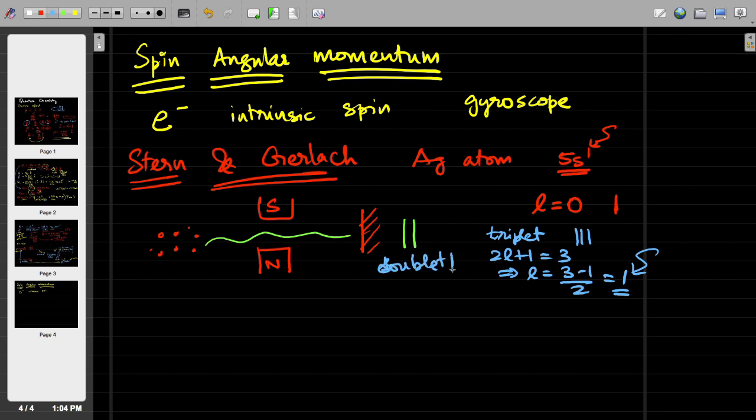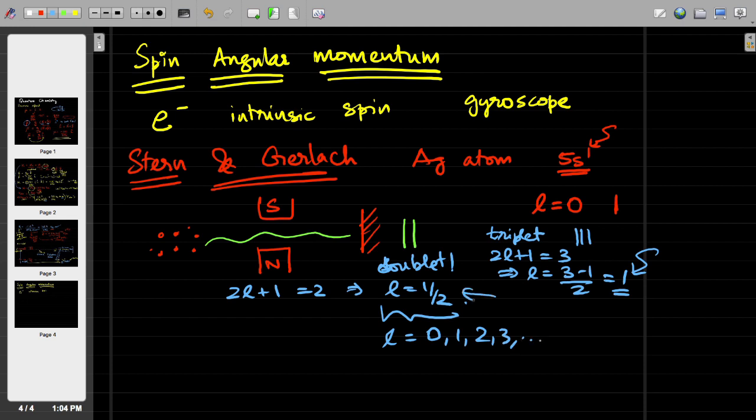So what does this doublet indicate? You have 2L plus 1 equal to 2. This immediately indicates L equal to half. So this is a little difficult to understand. So far we have seen cases where L is 0, 1, 2, 3 and so on, and never a half integer value that you end up seeing for the electron in this case.